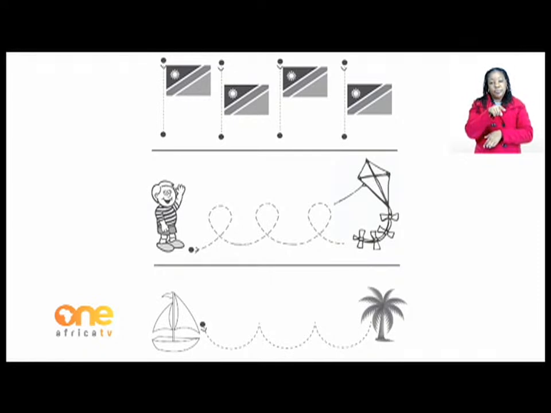Let's trace as neatly as possible. And the pattern goes like, let's go curly, up, down, curvy, up, down, curly, up, and down until we get to the palm tree. This is the end of lesson 5.